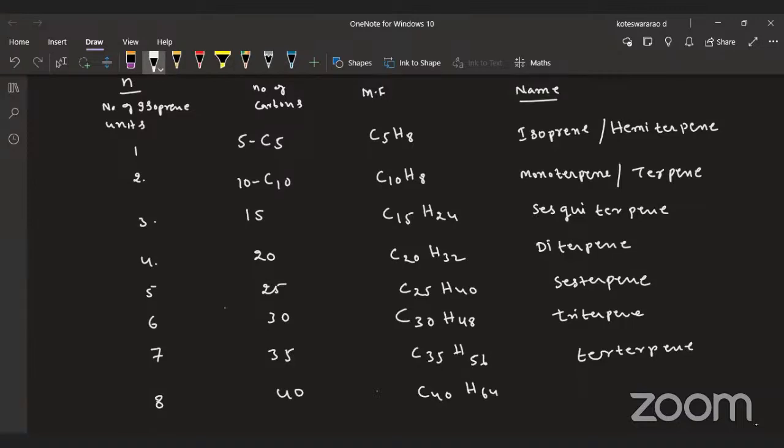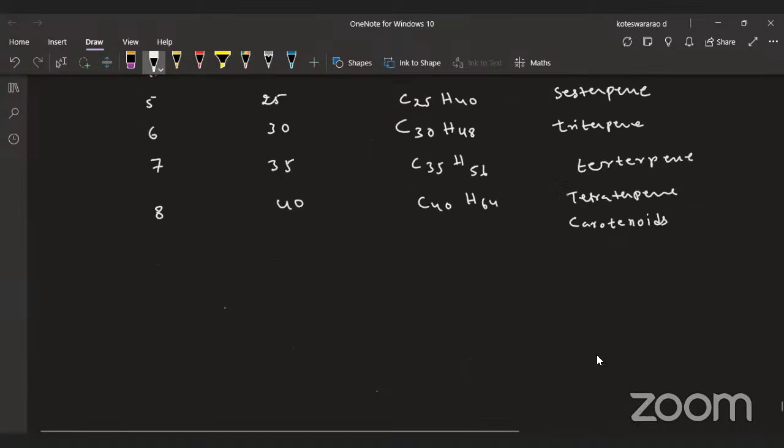This is tetraterpene. It is known as carotenoid. For example, for carotenoid: vitamin A, carotene, alpha carotene, gamma, omega, beta carotene, etc. Okay. Abietic acid is also a terpenoid. Okay. Now, some of the examples.